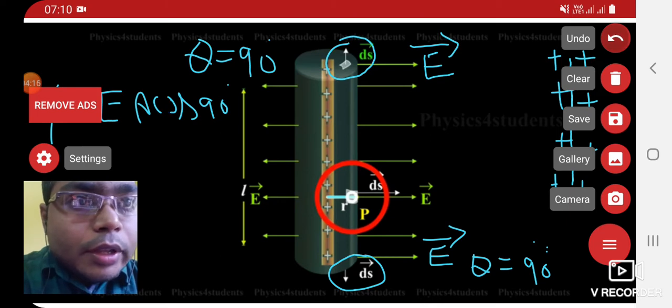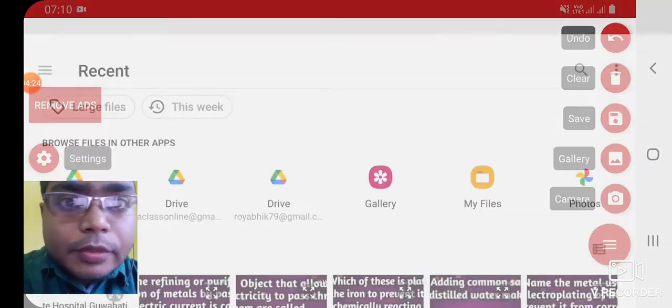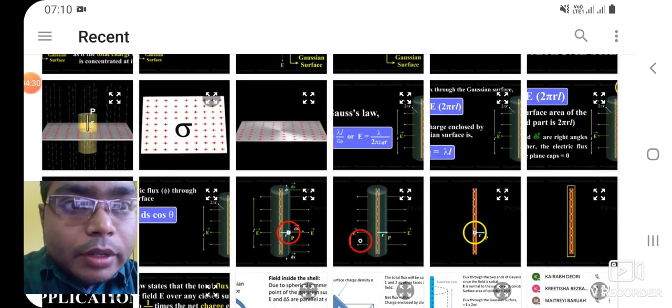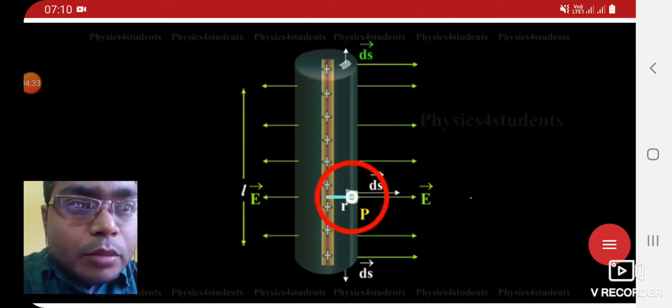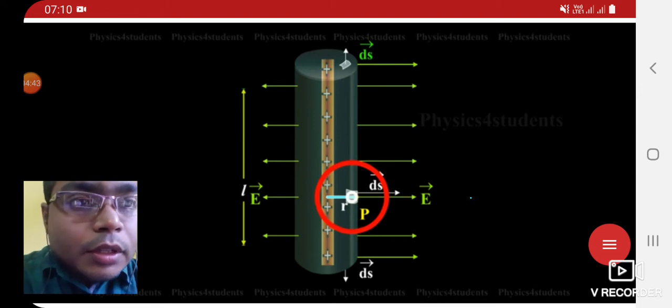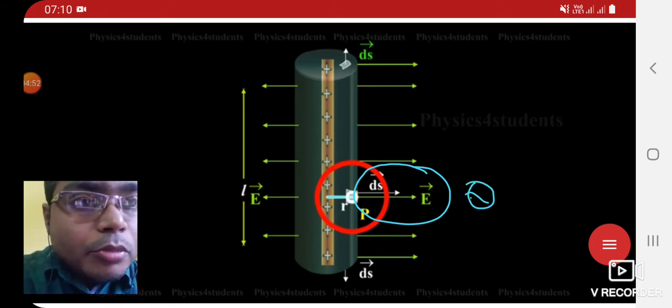So let us try to calculate the electric flux for the curved surface, right? How are we going to calculate the electric flux for the curved surface? For that we have to consider a very small elemental area. Here you can see that we have considered this very small elemental area ds, and the direction of this small area vector is along the direction of the electric field. Both the electric field and the area vector ds are in the same direction, so the angle between them will be how much? 0.